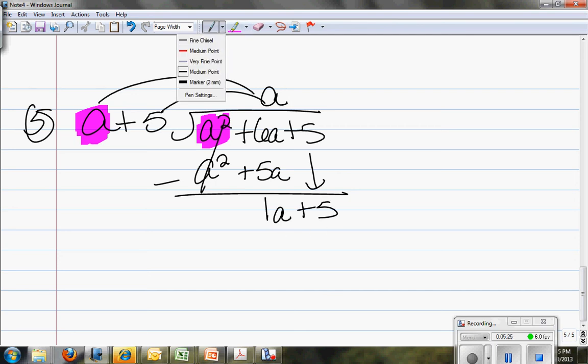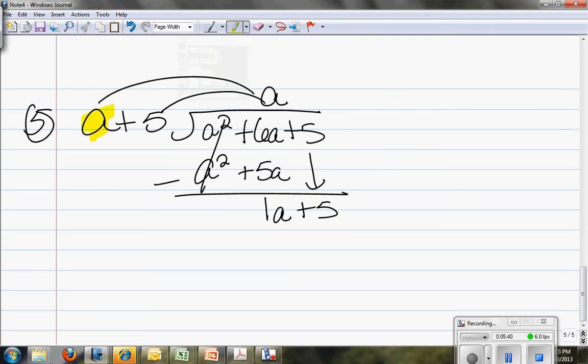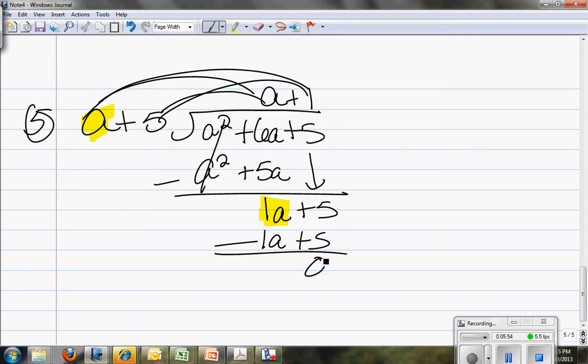So we have to start all over again. Now we're done with this. How many times does a go into 1a? Well, of course, just once. So plus 1. 1 times a, 1a. 1 times 5, plus 5. Subtract these, now we end up with 0 with no remainder. Our final answer is a plus 1.